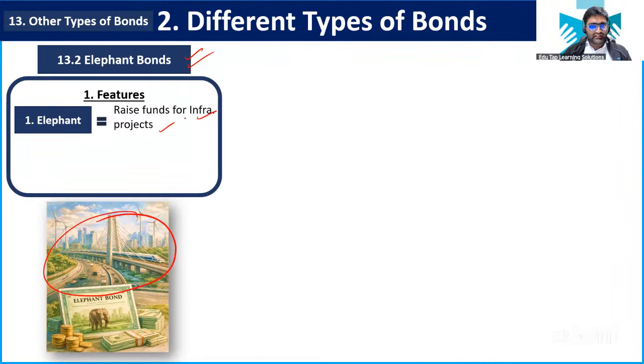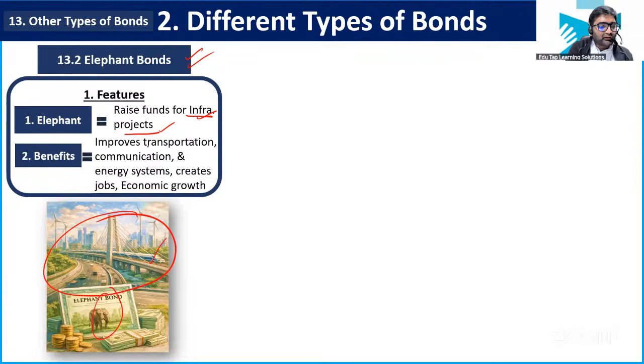Although the relation is slightly less, elephant is huge. The amount that these bonds are used to raise as capital, that is also a huge amount, is raised with the help of elephant bonds. Why? Because they are directed towards infrastructure projects. You can remember from this image, elephant on the bridge, right? Benefits are improved transportation, communication, energy systems, creates jobs, economic growth, all of these things.